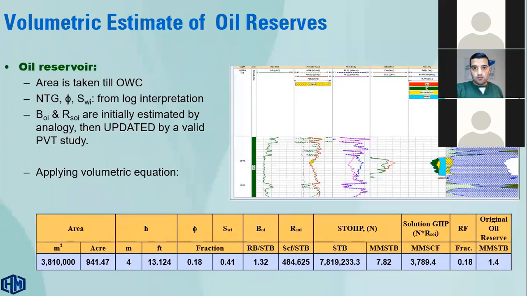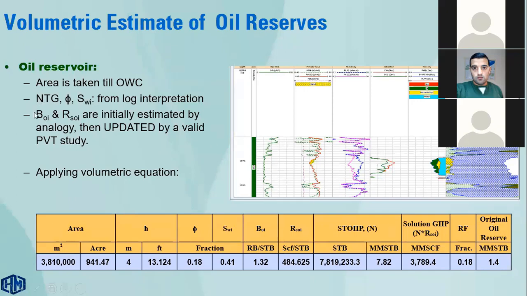This is a field example of the volumetric reserve estimation for an oil reservoir. As you can see, we have this well log and the corresponding petrophysical interpretation. We had this oil reservoir, and the area used in this calculation is taken down to the oil water contact. But the physical parameters net gross, phi, Swi are taken from this log interpretation.